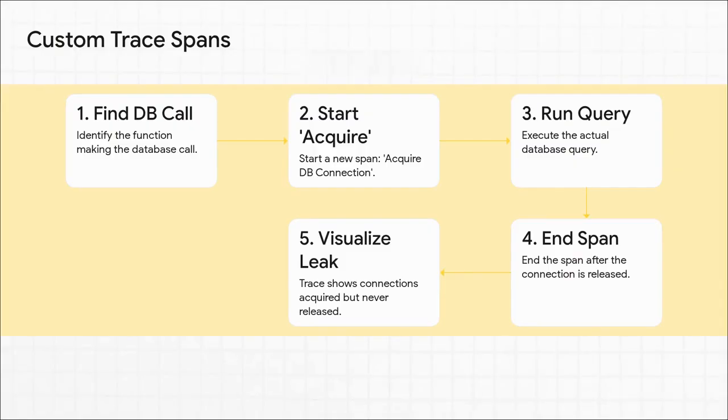They had to go beyond the defaults. As you can see here, they used Google Cloud Trace to add their own custom instrumentation. Basically, they started a little timer the second a connection was acquired and only ended that timer after the connection was properly released. And suddenly, in the trace visualization, the problem was crystal clear. You could literally see connections being acquired, but the release part was just missing. The leak was finally found.